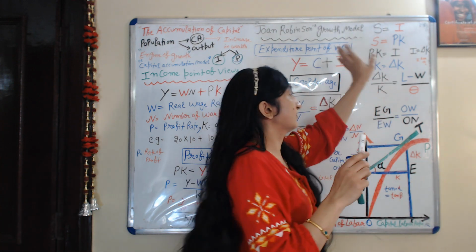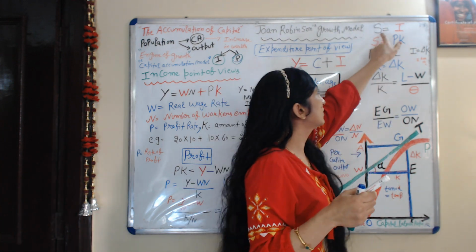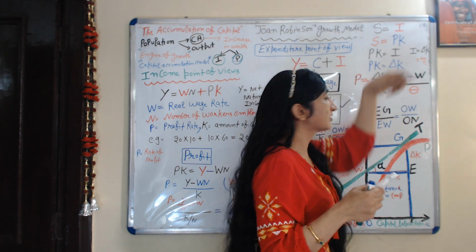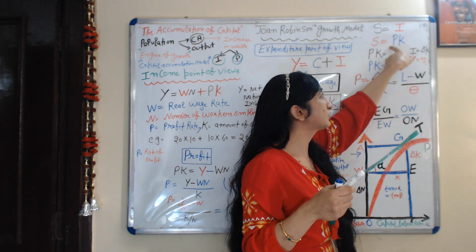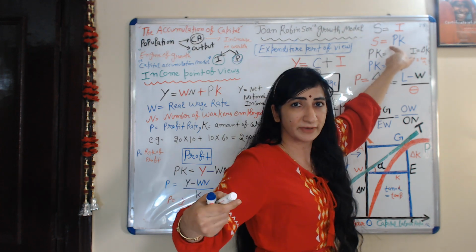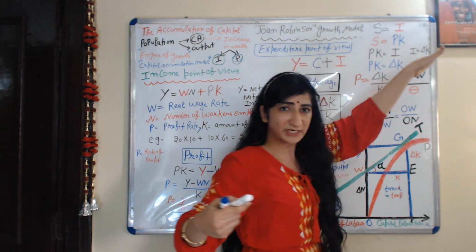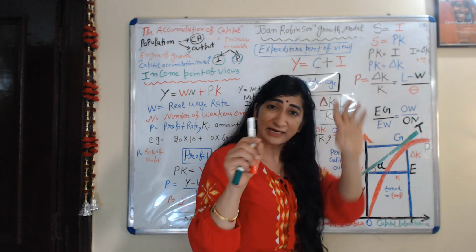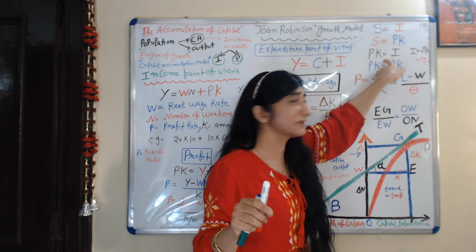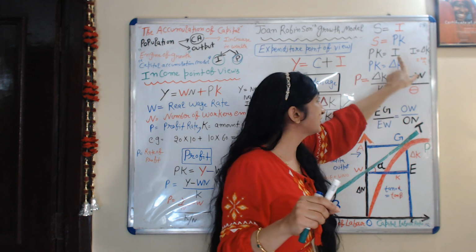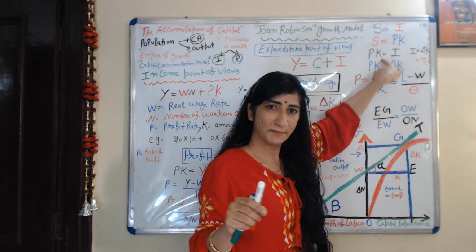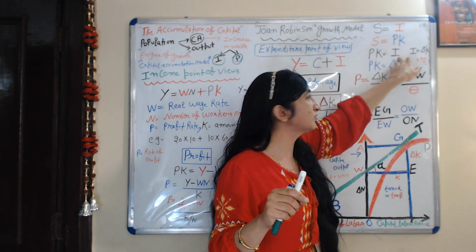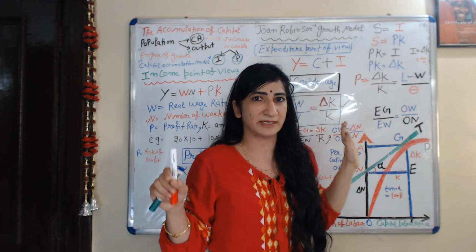I will repeat again. According to Keynes, saving is equal to investment. According to this model, saving is equal to PK, meaning saving is equal to profit. From the above two equations, we can say that investment is also equal to PK. We can write investment is equal to PK because saving is equal to PK. So PK is equal to I, or I is equal to PK, same thing.